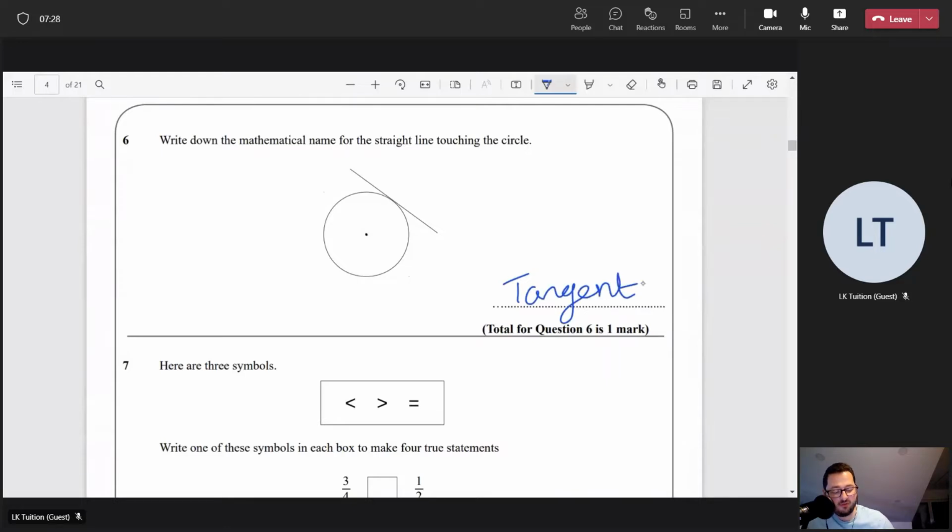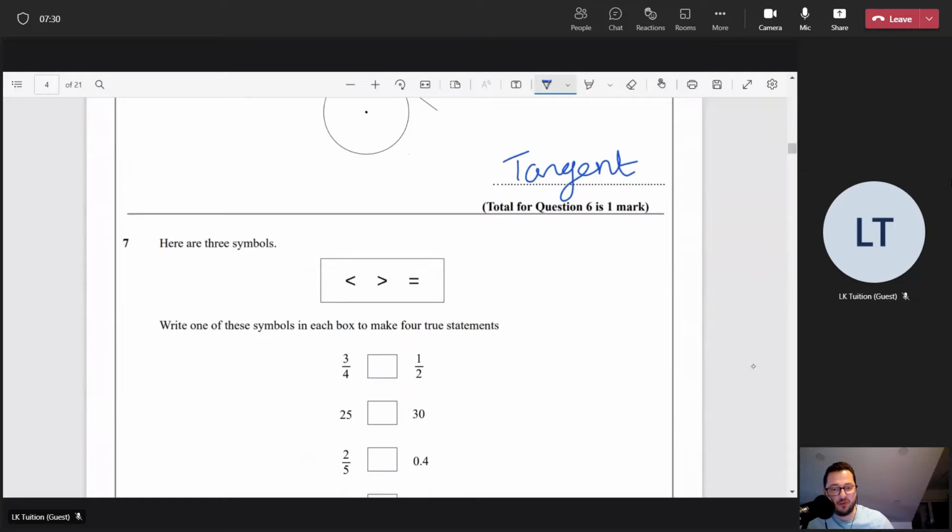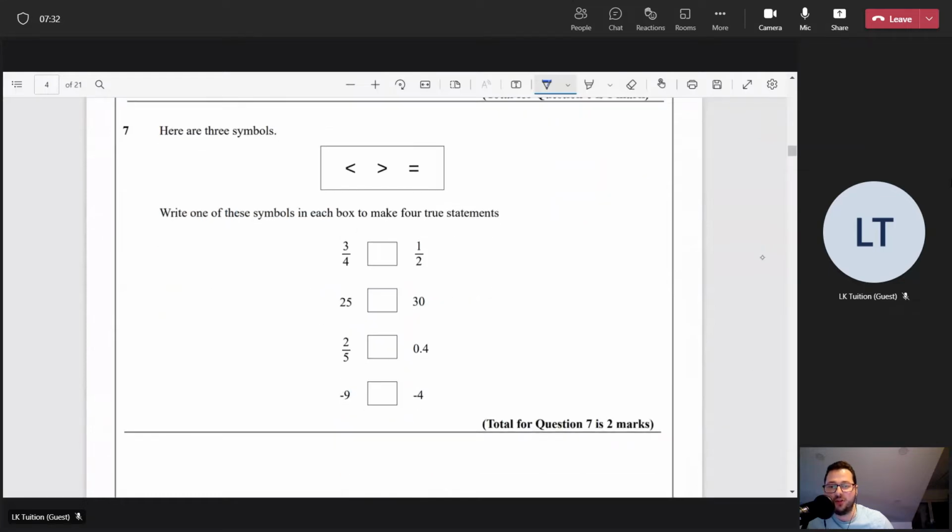Okay, so hopefully these are all pretty straightforward, but the main goal with the first few questions is just trying to make sure you don't get any silly mistakes. All right, so number 7, we've got 3 symbols, less than, more than, and equals. Write one of these symbols in each box to make the 4 statements true.